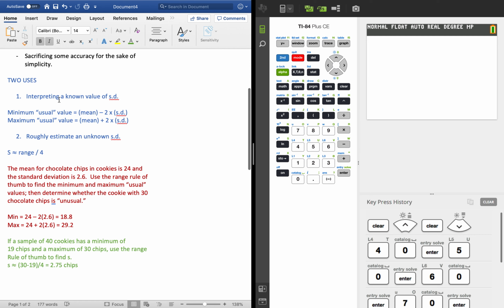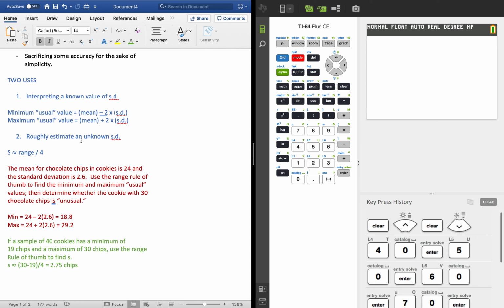2 uses. First use is if you know what the standard deviation is, you can find out what we call usual values. Like 95% of the values fall within 2 standard deviations of the mean. You need to write those 2 formulas down right there. The minimum usual will be the mean minus 2 times standard deviation. The max usual will be mean plus 2 times standard deviations.